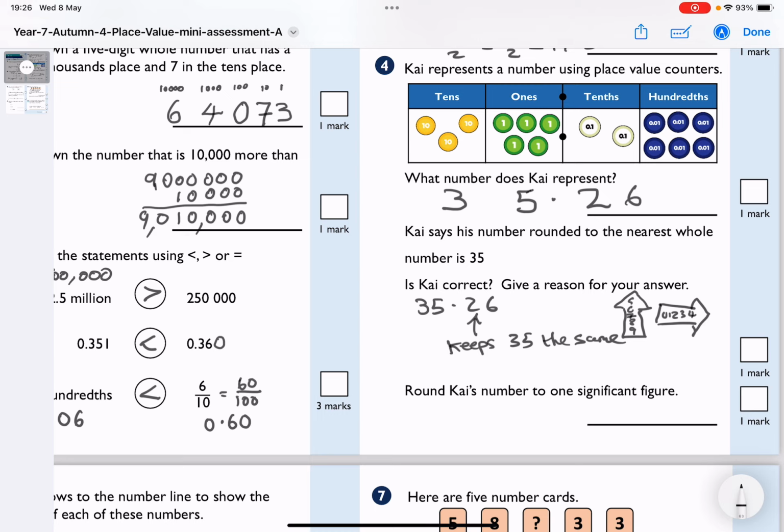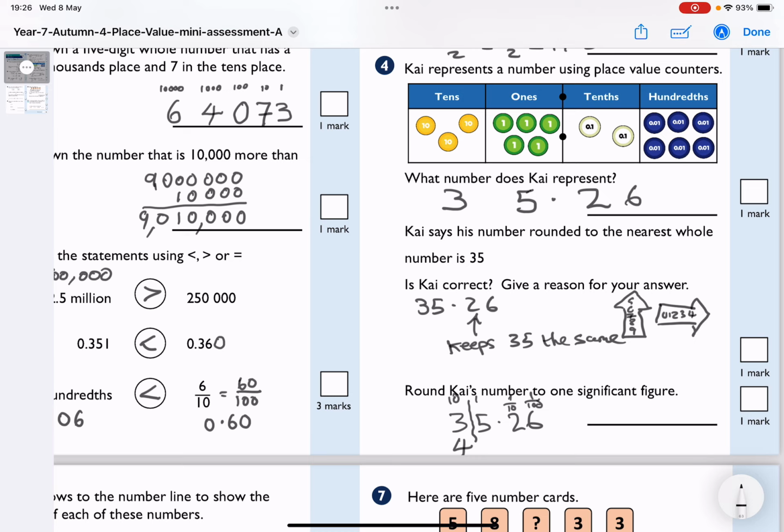Well, what we've got to remember is when we've got 35.26, the first significant figure is the one with the highest value. And in this case, it is the 3 tens as opposed to the 5 ones, the 2 tenths or the 6 hundredths. So the 3, for 30, is the biggest significant figure. So what we then do is we look at the 5 and decide what it does to the 3. Well, it makes it into a 4.